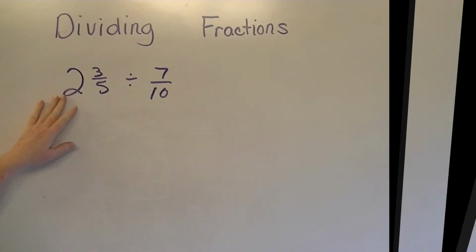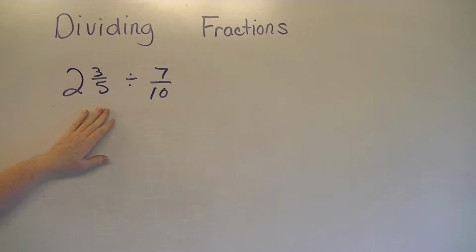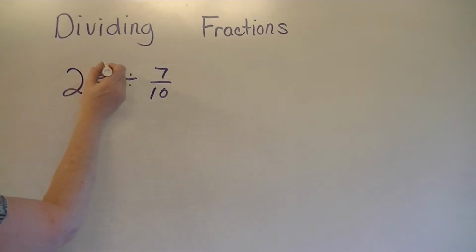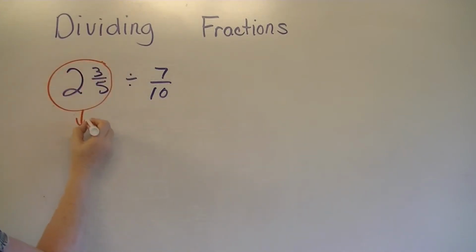Let's take a look at this problem. First of all, you can't multiply or divide mixed numbers. So first we have to fix this one. So I'm going to drop it down and change it to an improper fraction. 5 times 2 is 10, plus 3 is 13. I'm going to keep my same denominator.